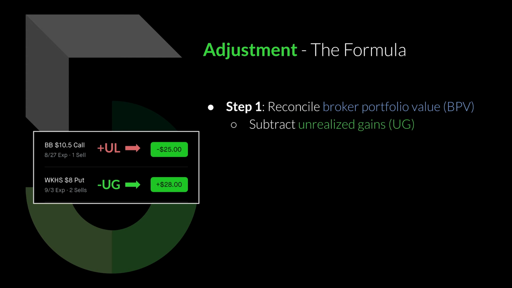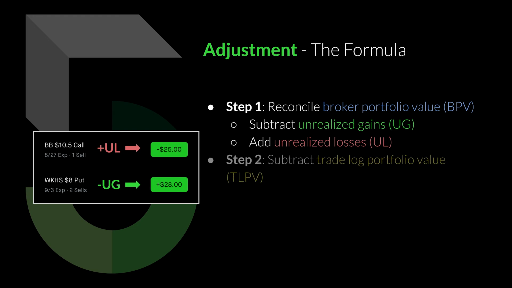The second thing you need to do, or the sub-step, is to subtract all your unrealized gains. Anything that's positive, subtract it from your portfolio value. Then you do the opposite for your unrealized losses: you add those in. Basically, you're trying to bring all of those positions to a net neutral position. So if you're negative, add it to your portfolio value. If you're positive, subtract it from your portfolio value. All right, so that's the reconciliation portion.